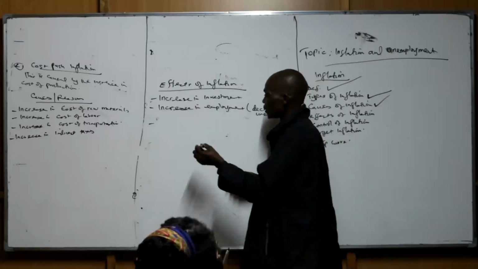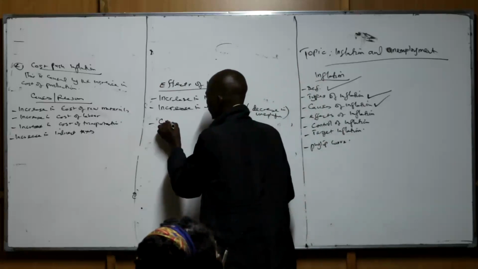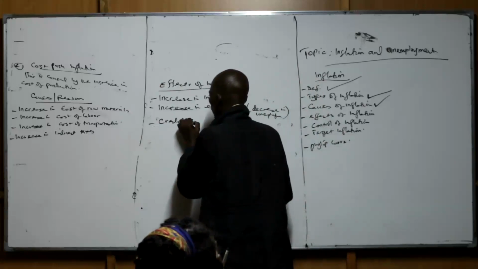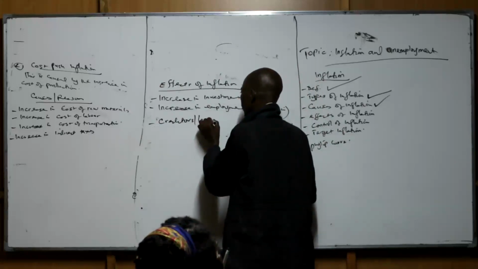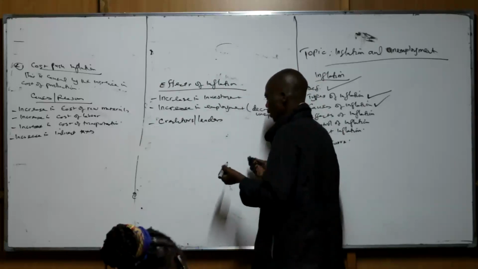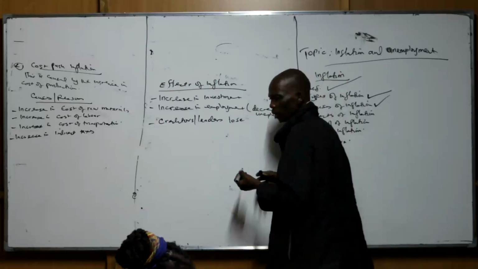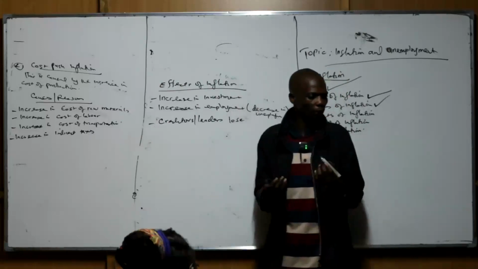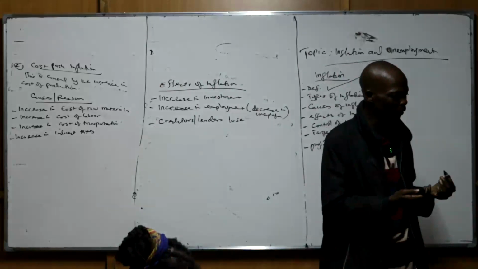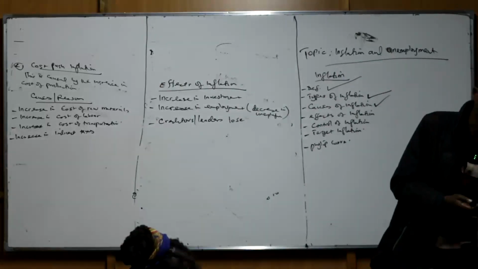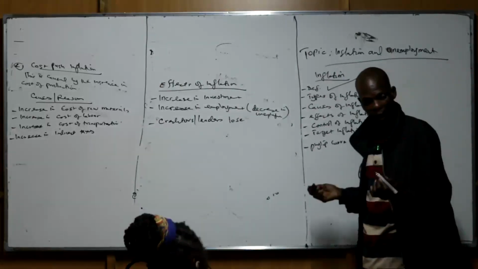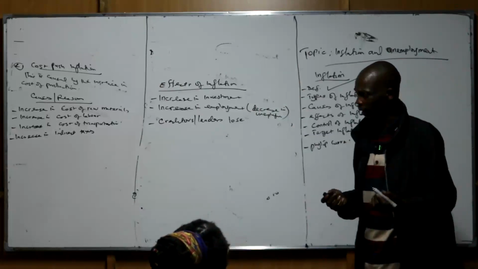So the creditors or lenders lose. They lend when the value is high, but whatever they receive back is less. The value is less.